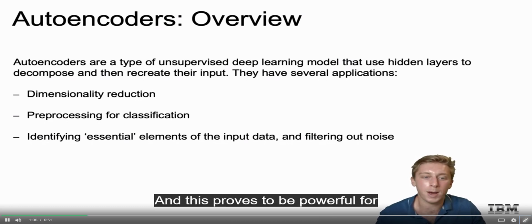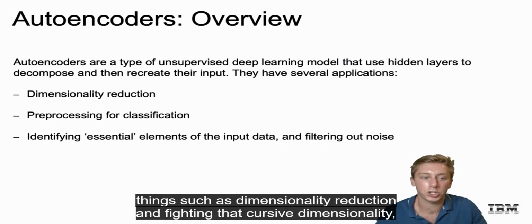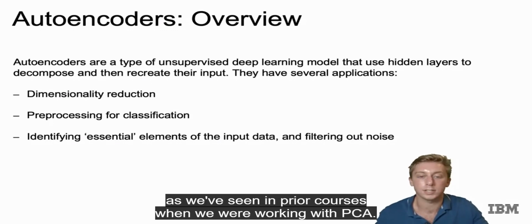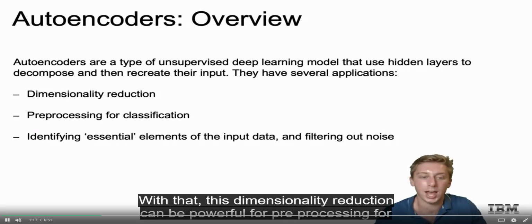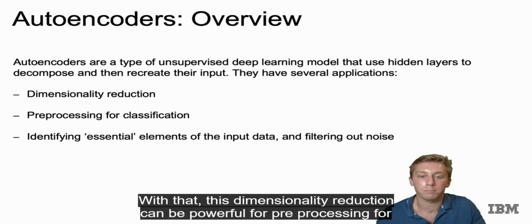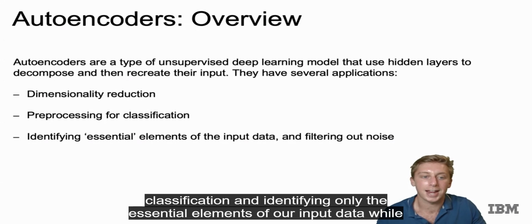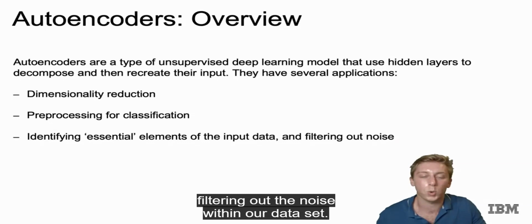And this proves to be powerful for things such as dimensionality reduction and fighting that curse of dimensionality, as we've seen in prior courses when we were working with PCA. With that, this dimensionality reduction can be powerful for pre-processing for classification and identifying only the essential elements of our input data while filtering out the noise within our data set.